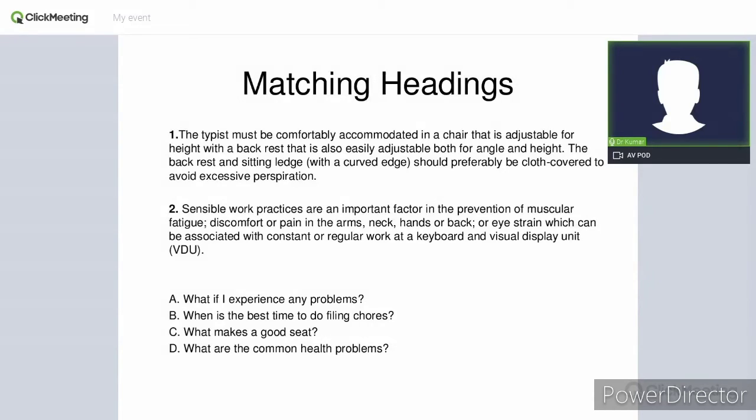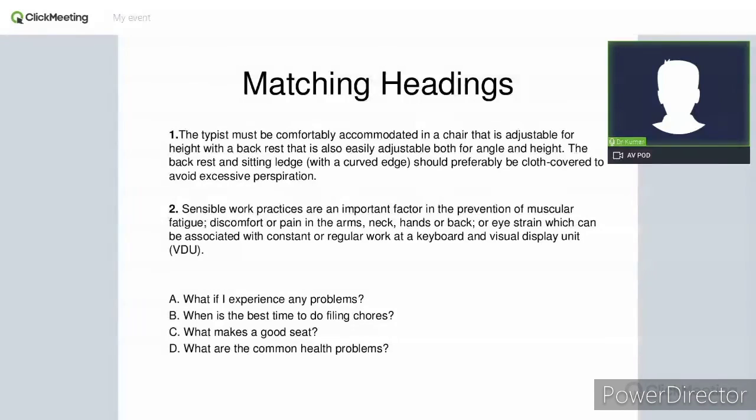So I'll just go back to paragraph number one. Now I think I can comfortably read the paragraph taking some time, not really in excess. And I must be comfortably accommodated in a chair, adjustable with height. Okay, and there are some other details. So I think letter C relates to the first paragraph. Okay, let us go on to the next one.